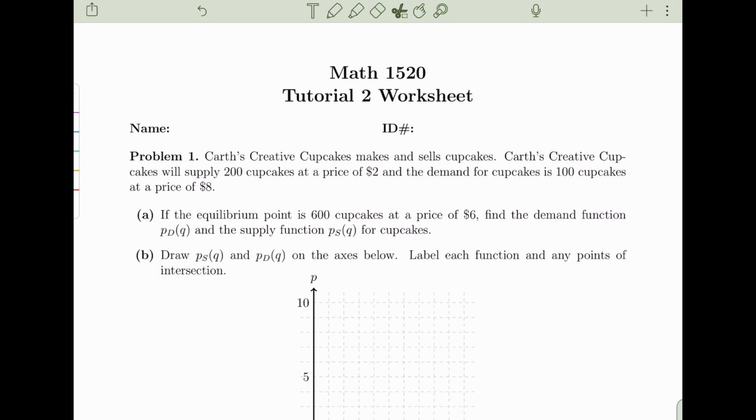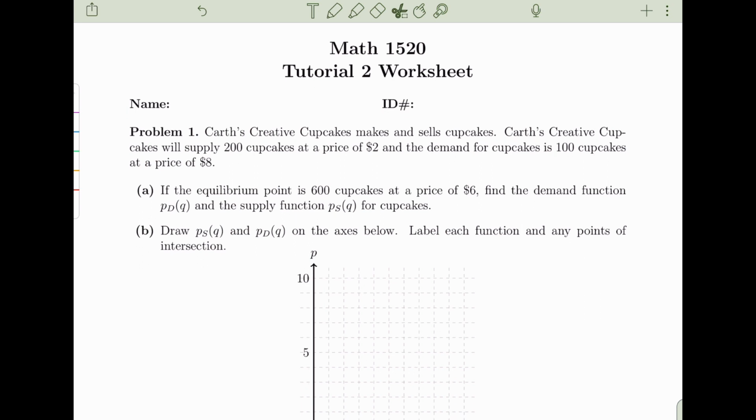So now let's take a look at problem 1. Problem 1 here, there is a cupcake company who makes and sells cupcakes. And we know there is a relation between the price of the cupcakes and the supply of the cupcakes. And also the price is also affecting the demand. So what it says here is that if you change the price, the supply and the demand are going to change accordingly. So we're going to find out the relations by using linear equations.